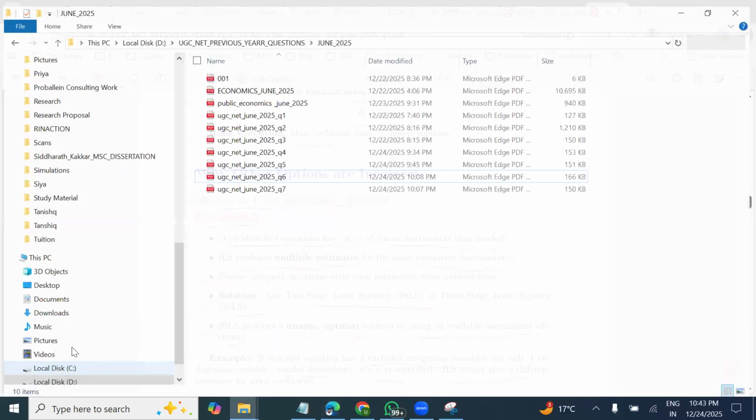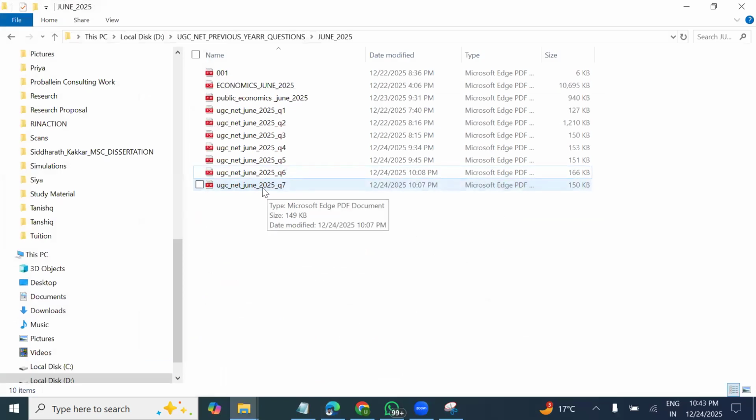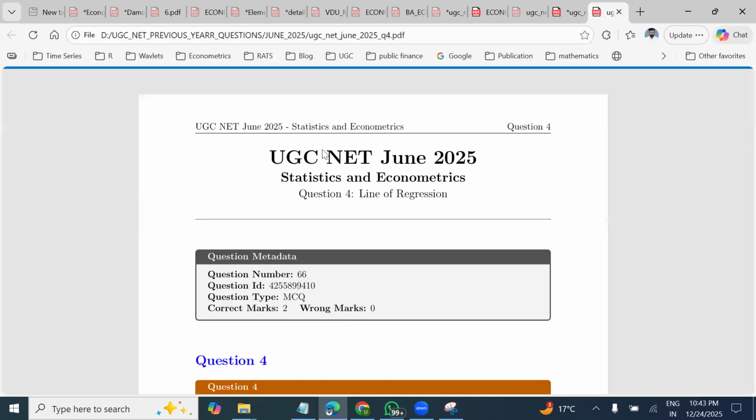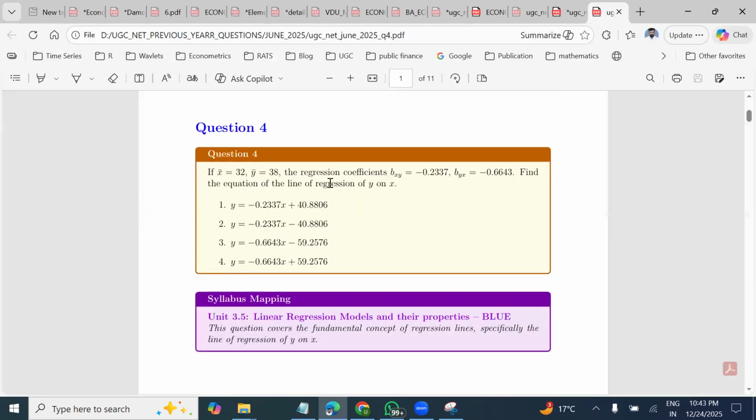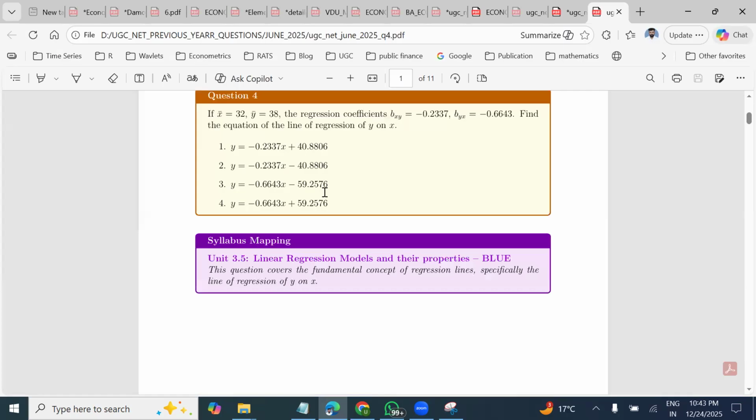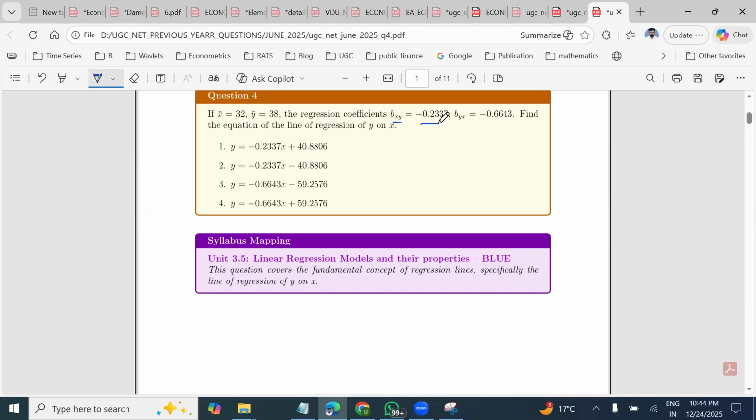Next question is the probability question, Q4. I think this one you can easily do, right? If x bar is equal to 32, y bar is equal to 38, regression coefficient bxy is equal to minus 0.2337, byx is this. Find the equation of the line of regression of y on x.